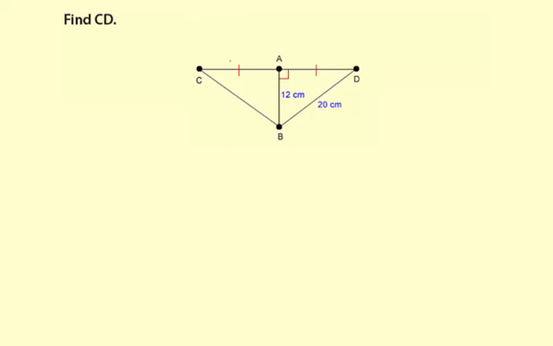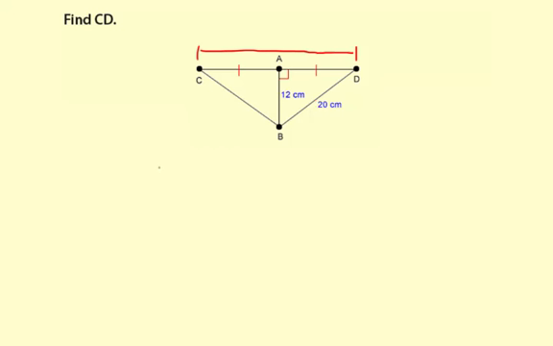Now we need to find the length CD, which is this whole way across from here to here. All we're given is AB and BD, but we do know that we have a right triangle here, so we can use our friend the Pythagorean theorem and then find this unknown length here, this AD, and then we can apply that to find the whole length CD.